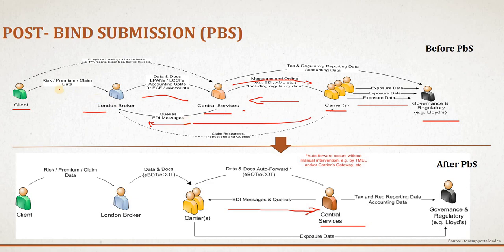In this process, the carrier is also asking for a lot of information from the broker when they are processing the claim, and the client is also reaching out to the central services in terms of TPA reports, expert fees, etc. And the central services is also providing a lot of data and information to the regulators in order to satisfy the regulatory requirement.